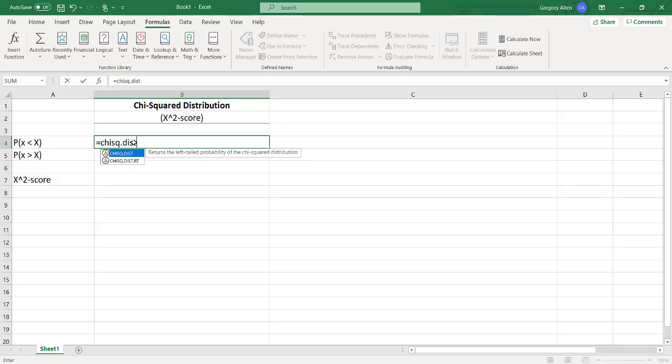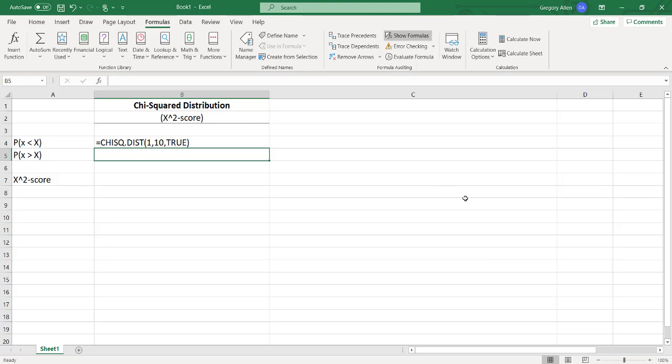All of these distribution-related functions follow the same pattern. They start with some kind of abbreviated name of the function, dot dist for distribution. And I'll put some numbers in here. Let's say we want the probability less than 1, 10 degrees of freedom. And again, just like with all the others, if you want a probability, this cumulative parameter is going to be true. Cumulative as in add them all up, right? This adds up all of the values below 1 for this function. Again, just like in the previous lectures, I've got this Excel set to show us the formulas rather than results, so we can just keep these in front of us.